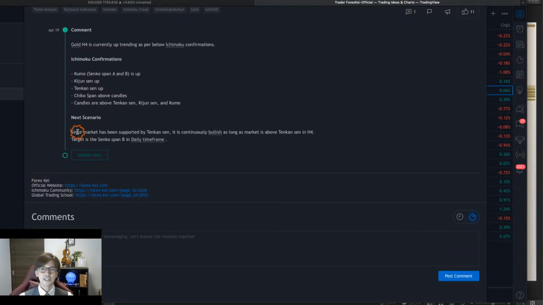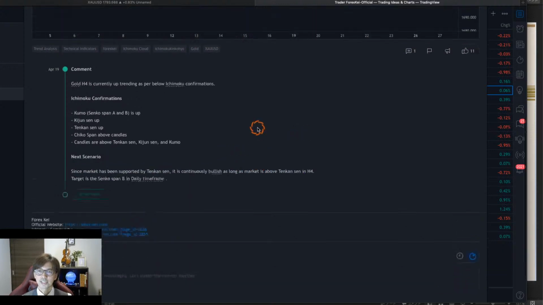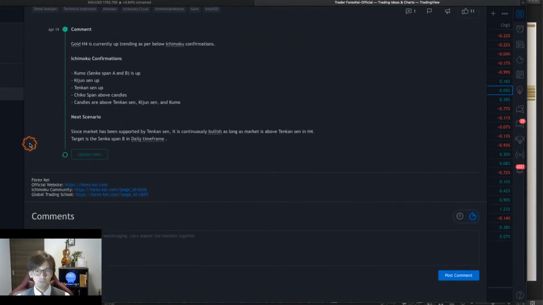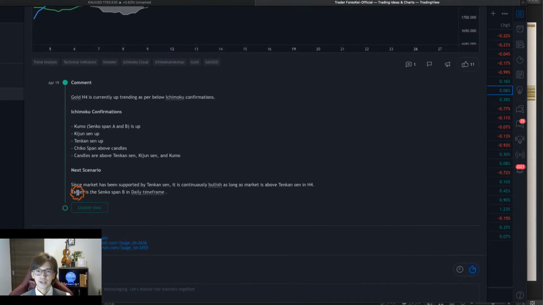And then for the next scenario, since the market has been supported by Tenkan-sen, it is continuously bullish as long as the market is above the Tenkan-sen in the forward chart. So the market was supported by the Tenkan-sen. As long as price is above the Tenkan-sen, it can continuously go up this way, was my analysis. So always follow the market direction is the key. Target is Senkou Span B in the daily time frame.